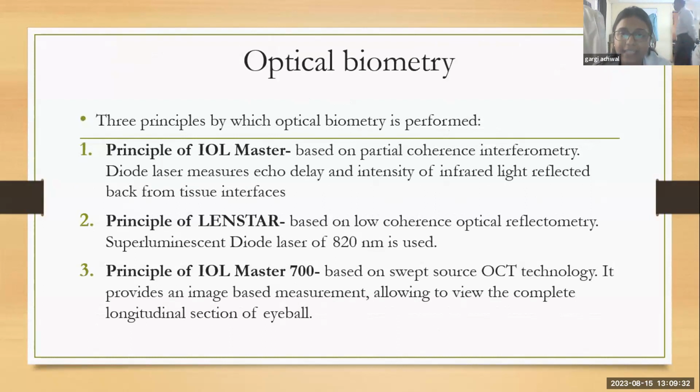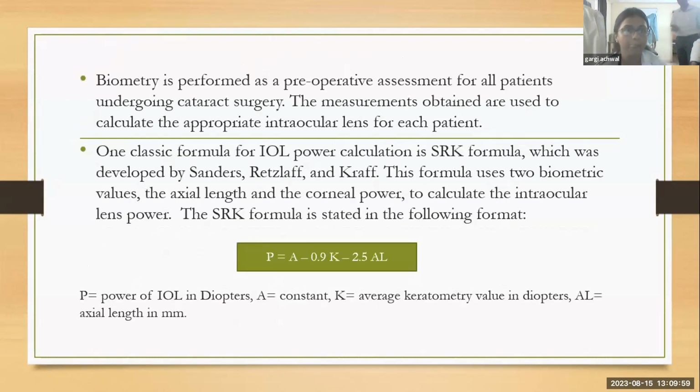Optical biometry, as I already told, uses infrared rays of 820 nanometers. There are three machines in it, and all of them have different principles. For example, IOL Master is based on partial coherence interferometry, Lenstar is based on low coherence optical reflectometry, and IOL Master 700 is based on swept source OCT. So it provides an image-based measurement.